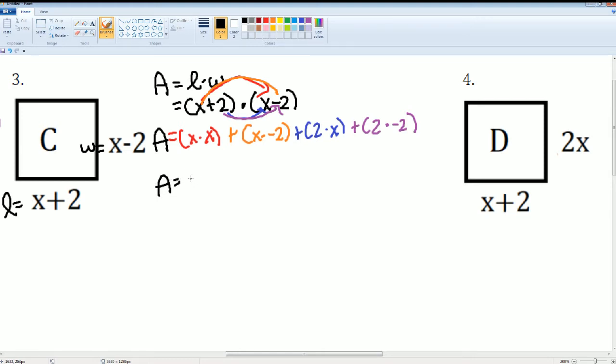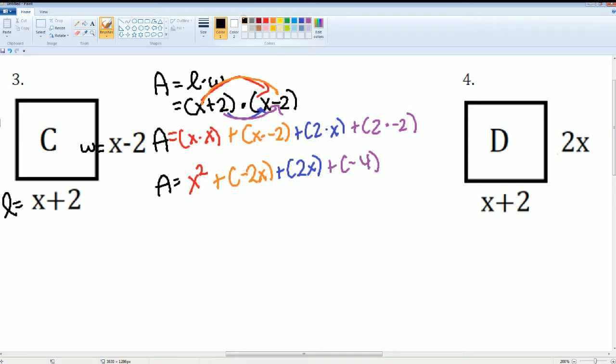X times x gets you what? X squared. X times negative 2 gets you negative 2x. 2 times x is just 2x. And 2 times negative 2 is negative 4.